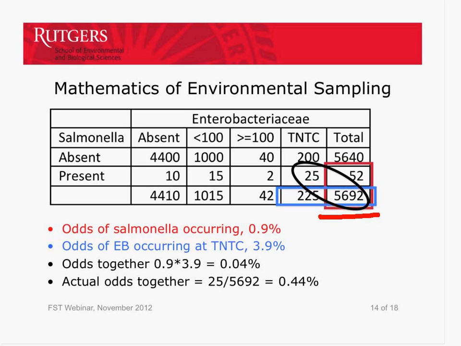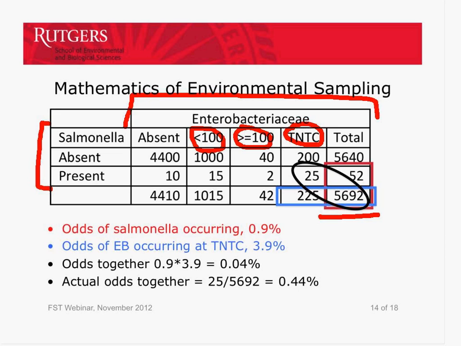In this particular sampling program, the company sampled for Salmonella: was it present or was it absent? And they sampled for Enterobacteriaceae, which is an indicator organism, and those answers range from absent, to present at levels of less than 100, to present at levels of greater than 100, or present at levels, familiar to the microbiologists in the audience, as TNTC, which stands for too numerous to count.